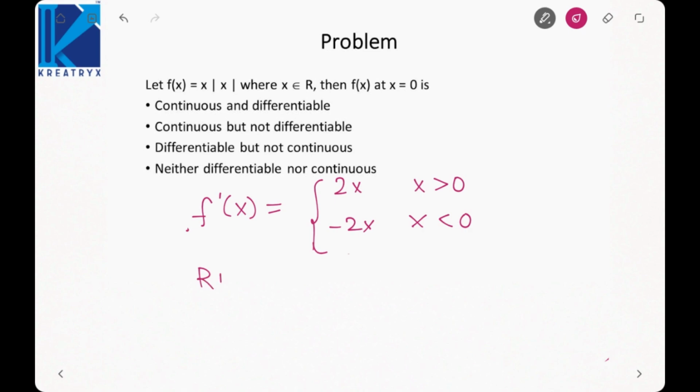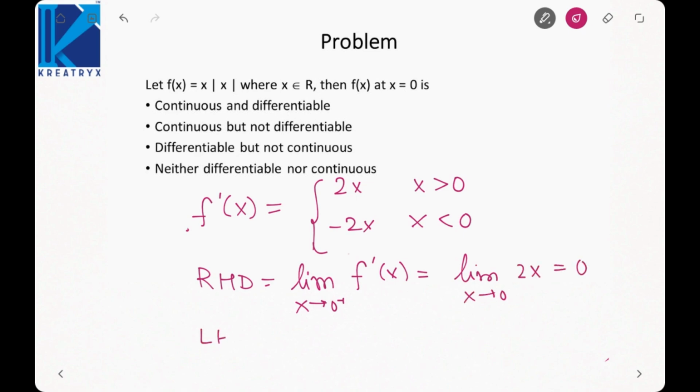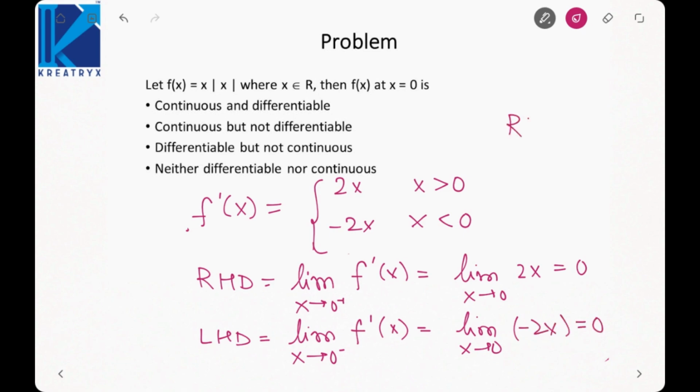Now if you see the right hand derivative, it will be limiting x tending to 0 plus f dash x, which will be limiting x tending to 0 2x, which comes out to be 0. What about the left hand derivative? Limiting x tending to 0 minus f dash x, that is limiting x tending to 0 minus 2x, which comes out to be 0. So the right hand and the left hand derivatives are equal, and hence we will say the function is differentiable.